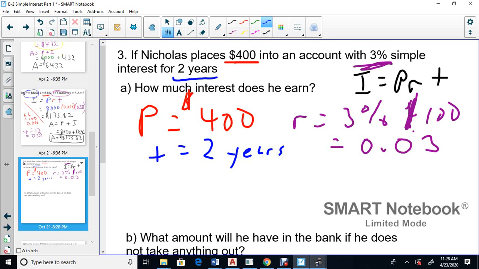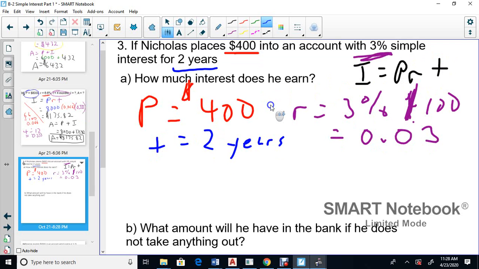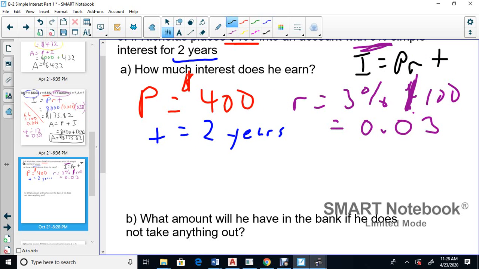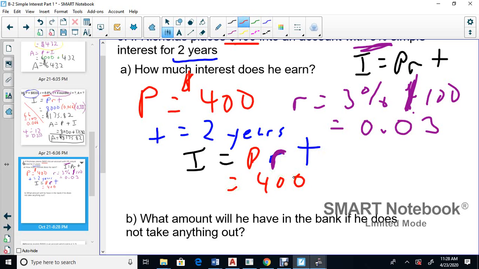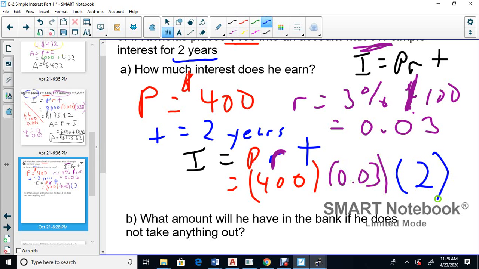Now we're just going to insert all this information into that I equals PRT formula over here. So we're going to switch over here. I equals, P was in red. R was the purple, and T was the blue. And now we're going to sub in the values. We're going to put 400. Okay, we put brackets, all multiplied. R was the purple, so 0.03, and time was the blue, so the blue is 2 years, so you put 2.